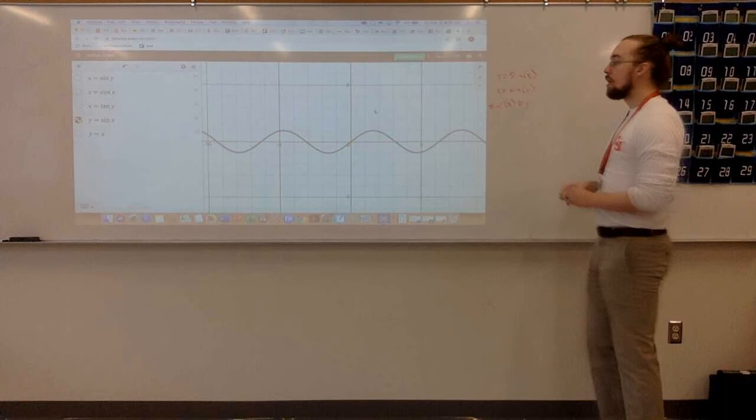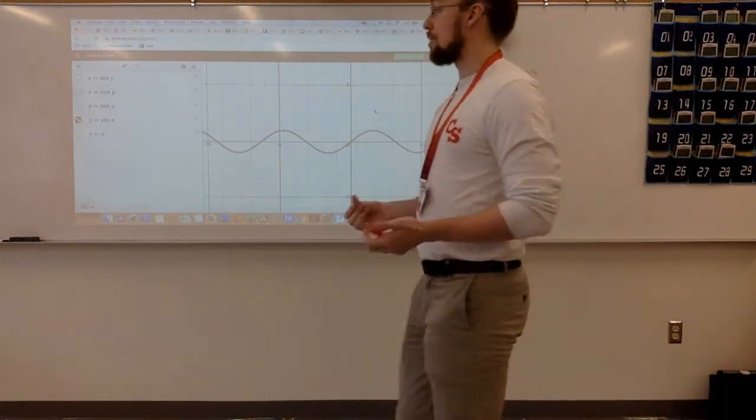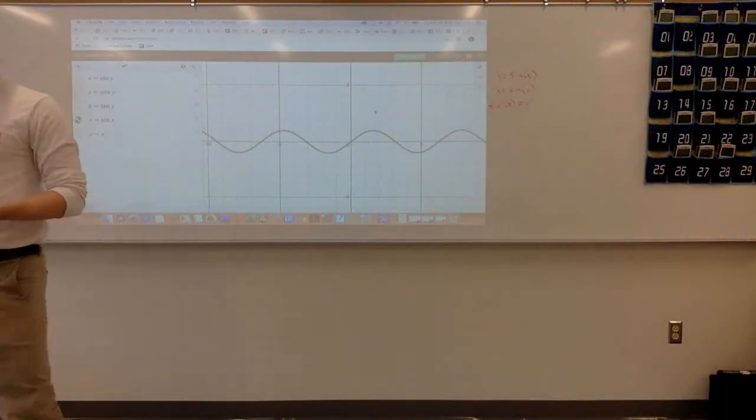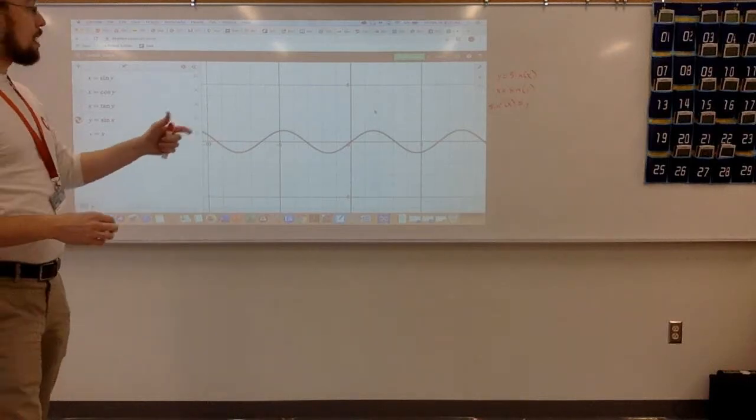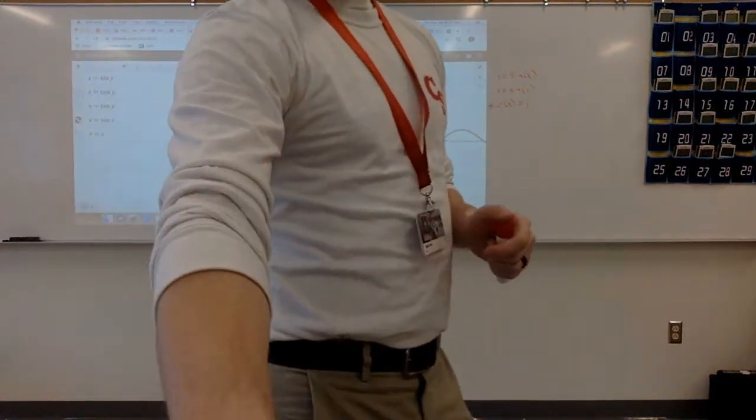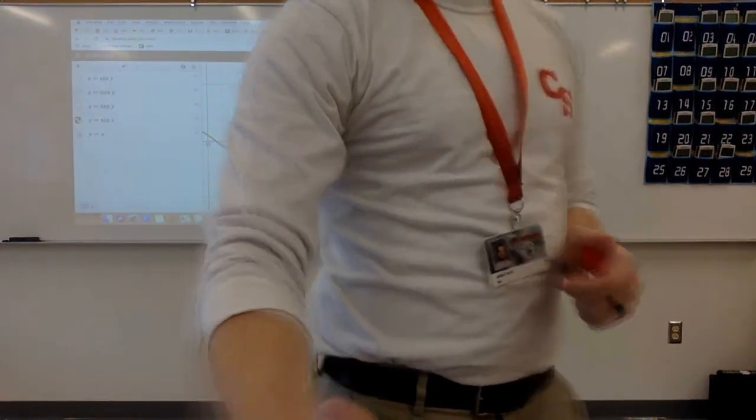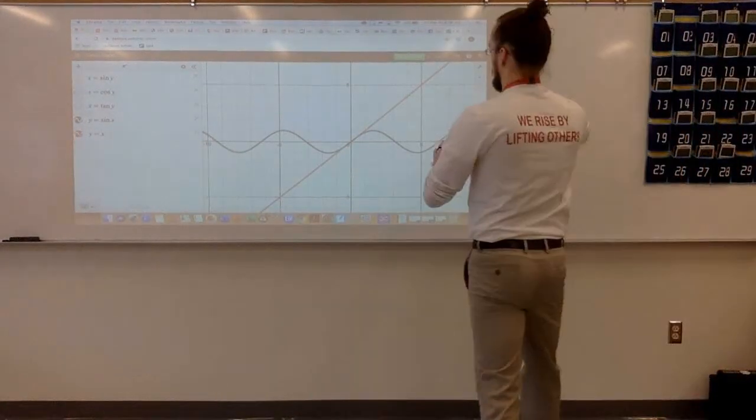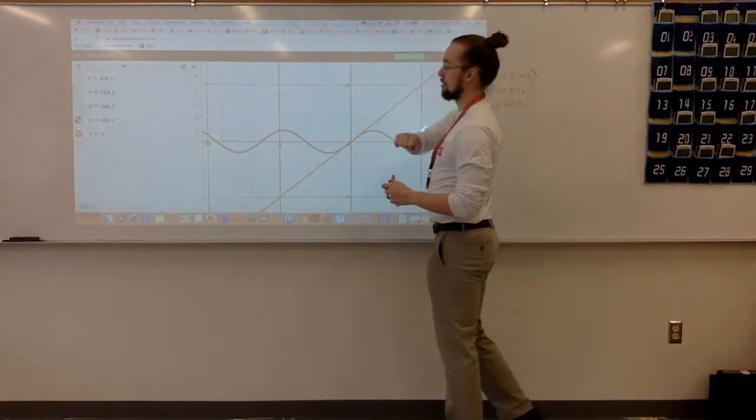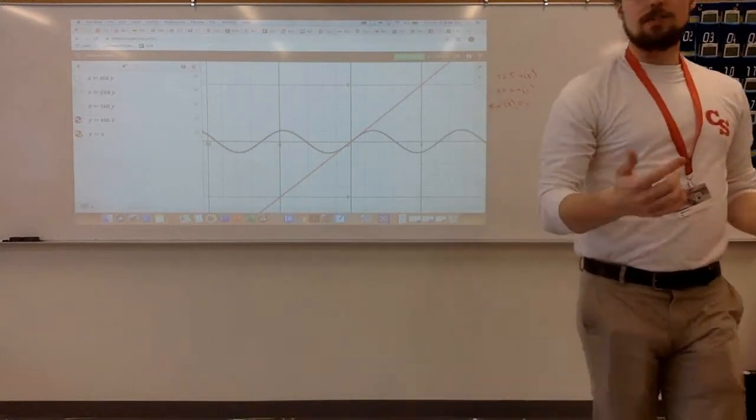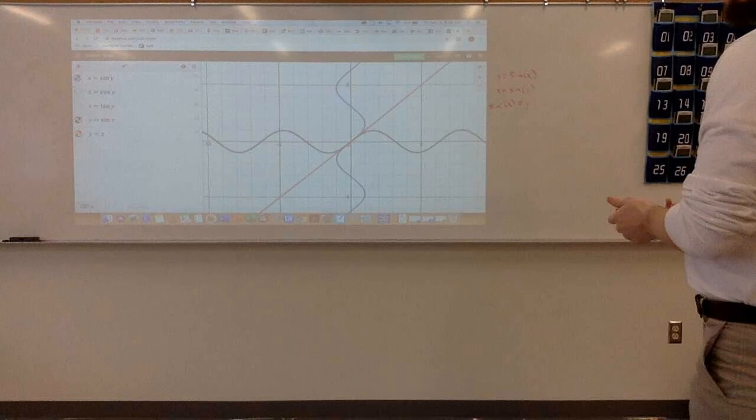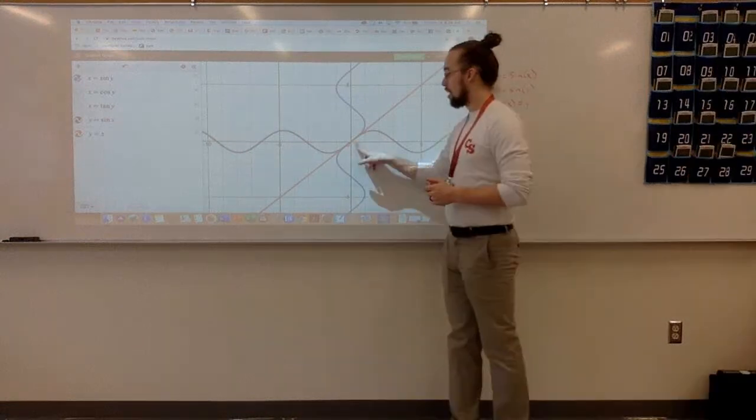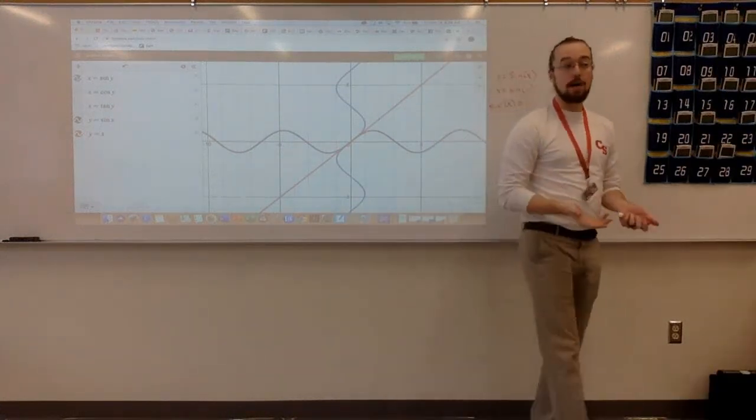Okay? Another way that we looked at this was graphically. We said a function and its inverse are just reflections across the line y equals x. So if I take this sine function and reflect it across the line y equals x, it's going to end up looking like this. It's going to be turned on its side. It's going to be the sine function on the y-axis.